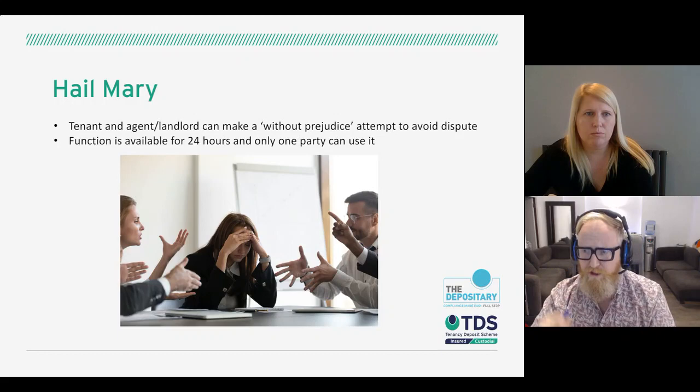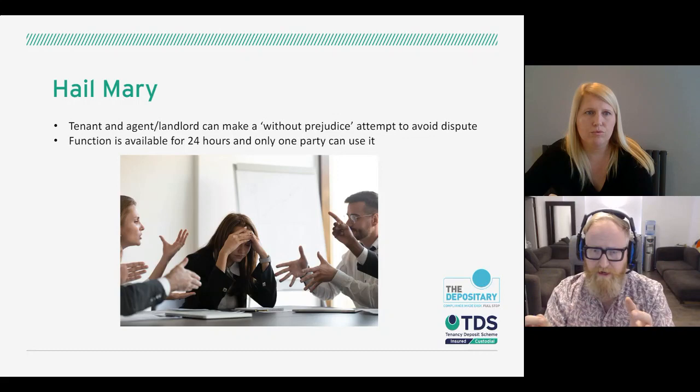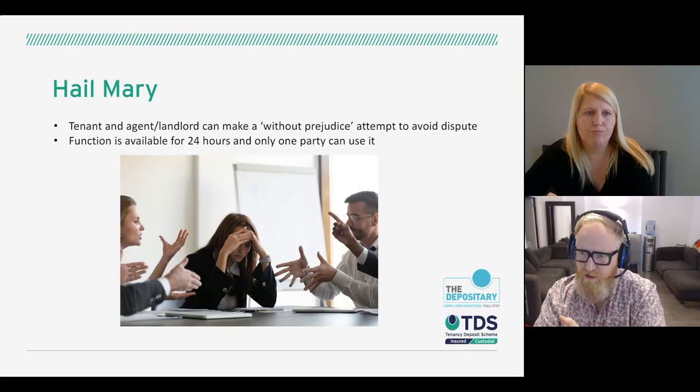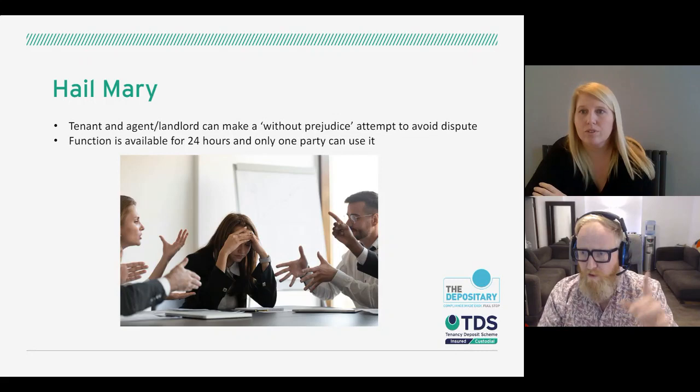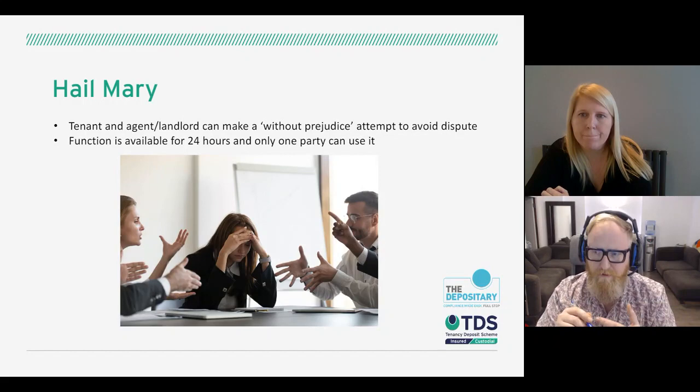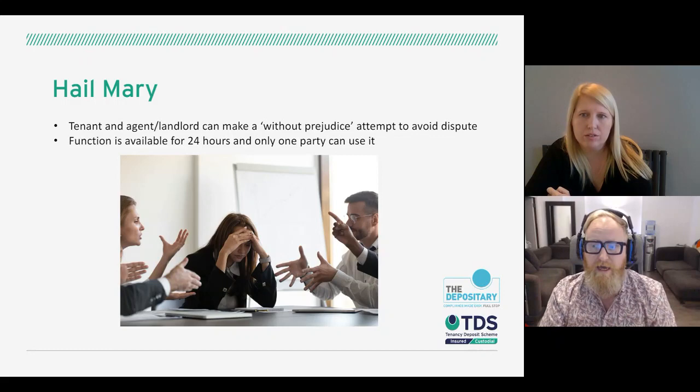Now, if a tenancy either overall or due to one or two deductions is flagged for dispute, when we get to that stage of progressing that and getting to a dispute file, we have this Hail Mary function. This is basically a first past the post process. Only one party, but any party, the agent, the landlord, or the tenant, before going to dispute, can go, do you know what? There's a dispute of 500 quid, let's say. Call it 350 quid, and I'm happy to walk away.